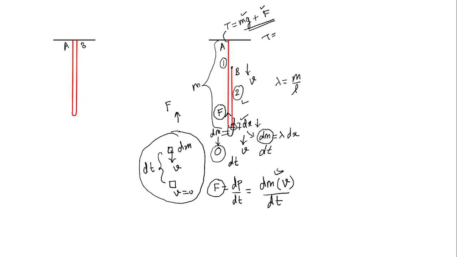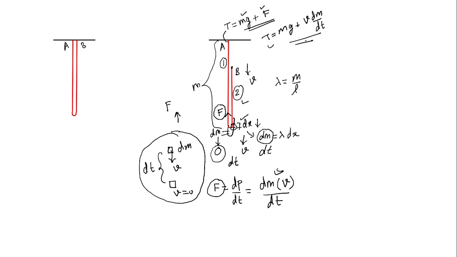So tension is mg plus dm v by dt at the lower end. Okay, this is the tension at A, and this is what we need to calculate. I mean the maximum value of this tension we need to calculate. So what do you think, when will this tension be maximum?